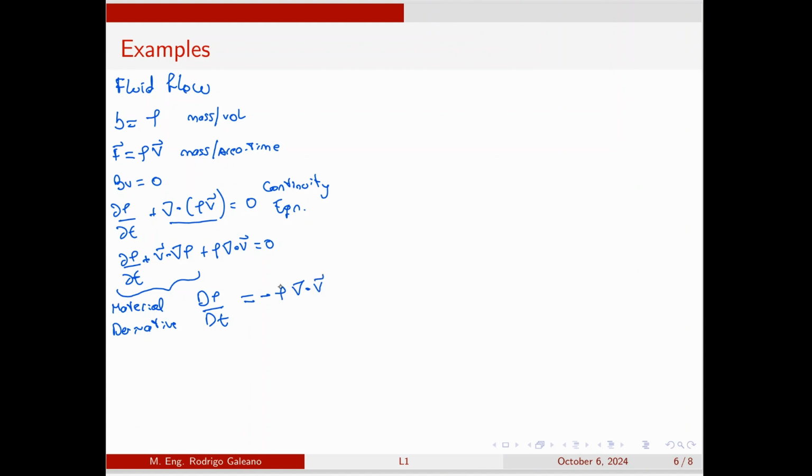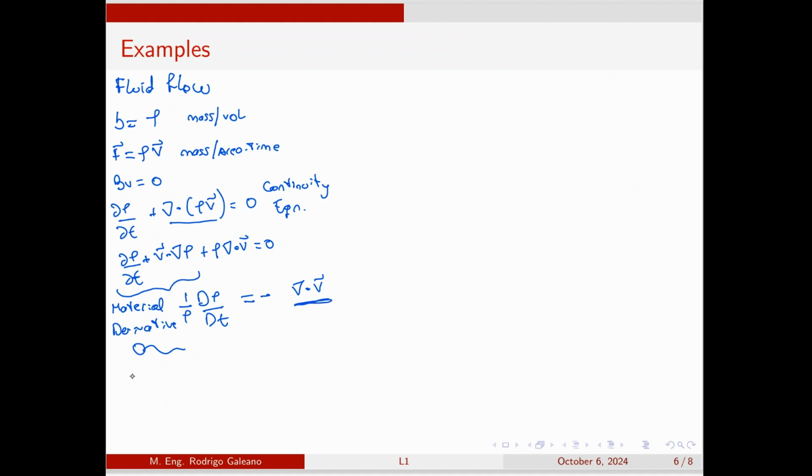Now let me write rho on the other side. So we have 1 over rho, D rho Dt. So this is a change in density with respect to time per unit density, or unitary change in density. So as we move along the frame of reference of the particle, what we see is that the change of density per unit density with respect to time is given by the divergence of the vector field.